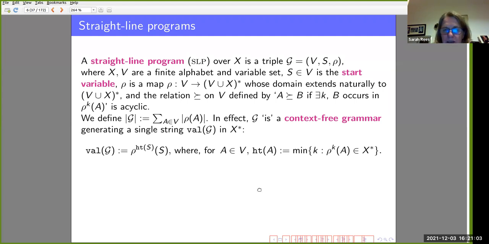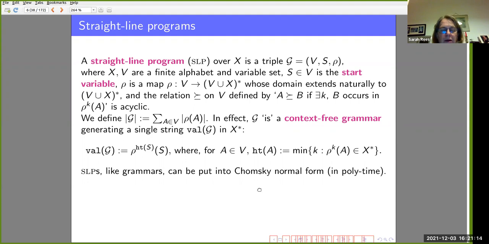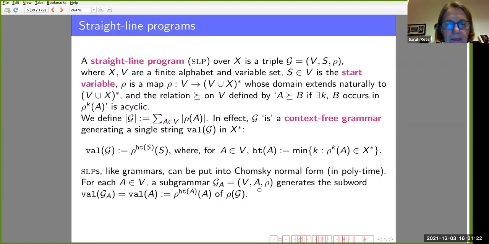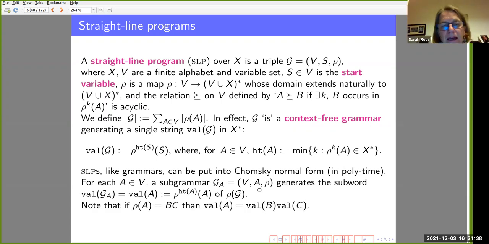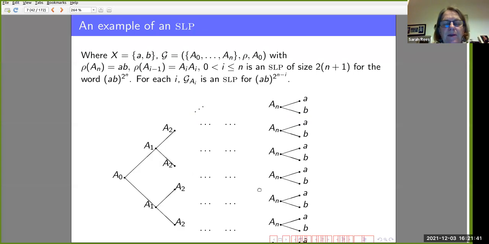So you just keep applying all the productions until you get rid of all the variables, and then the concatenation of all the leaves in the tree is the value of the straight line program. It is just a grammar, and you can put it into Chomsky normal form, which you can do in polynomial time. And of course, there are intermediate variables in the grammar, and the value of any one of those is the concatenation of all the leaves of the tree that you get from that point onwards. And we better have an example. Okay, so let's see an example. Here it is.